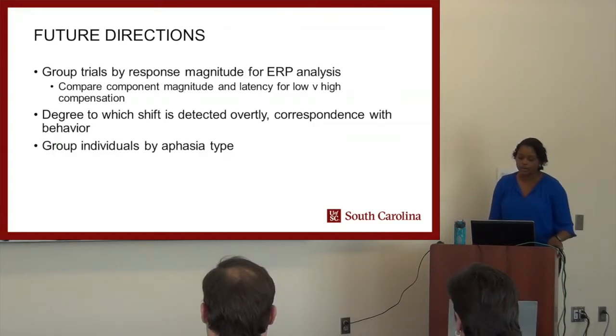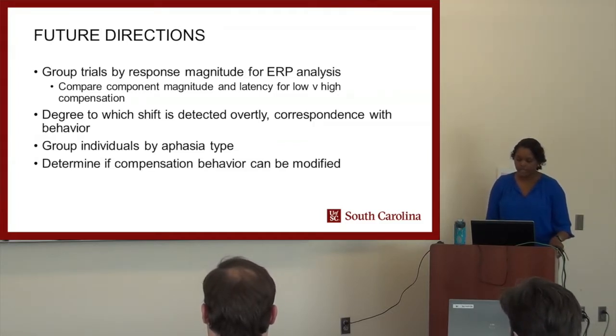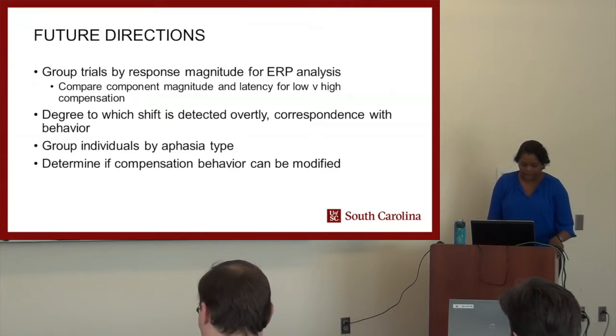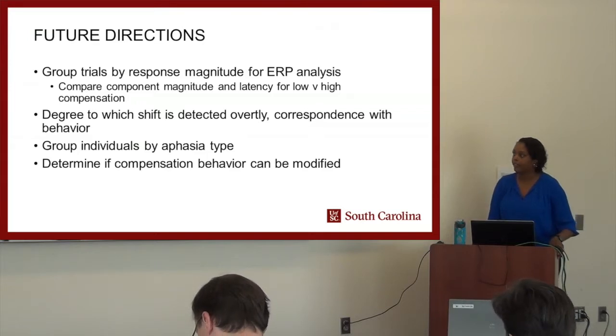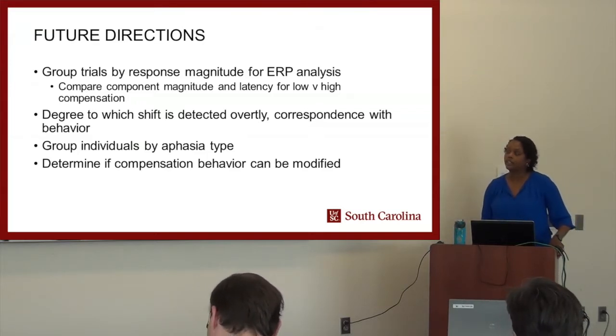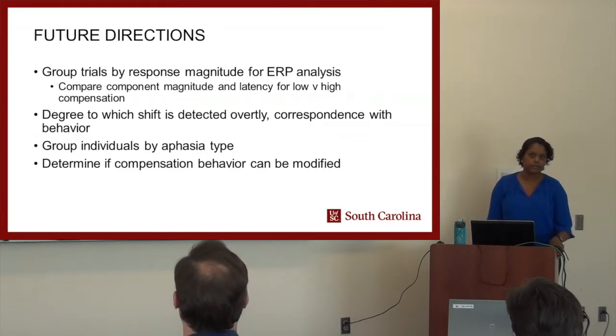It will also be important to group individuals by aphasia type, which would require a larger sample, but that can hopefully allow us to do some group analyses when it comes to the source analysis. And then also, it would be interesting to see if compensation behavior can be modified, either through behavioral treatment, explicitly or implicitly, and it would also be interesting to explore the effects of neurostimulation.